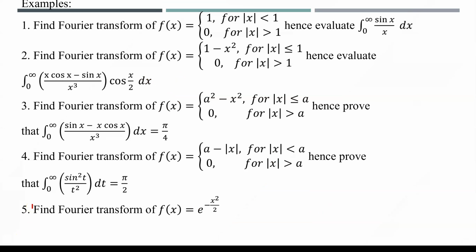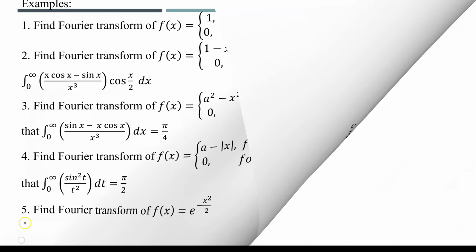Now let us solve these questions one by one. First one is: find the Fourier transform of f(x) equal to 1 for |x| less than 1, 0 for |x| greater than 1. Hence evaluate integral 0 to infinity sin x by x dx. So here along with the transform, it is asked to evaluate this integral. So first we have to find the Fourier transform using the Fourier transform formula. Then using the inverse Fourier transform formula, we have to evaluate this integral. So first let us solve this question.